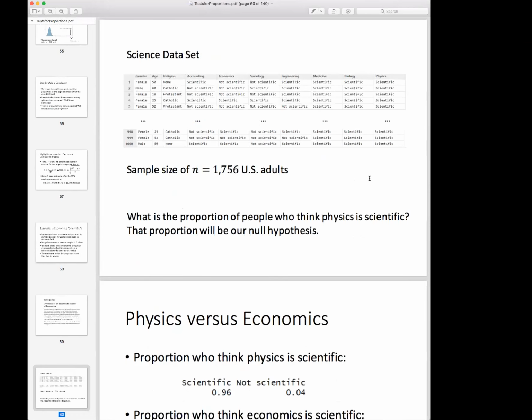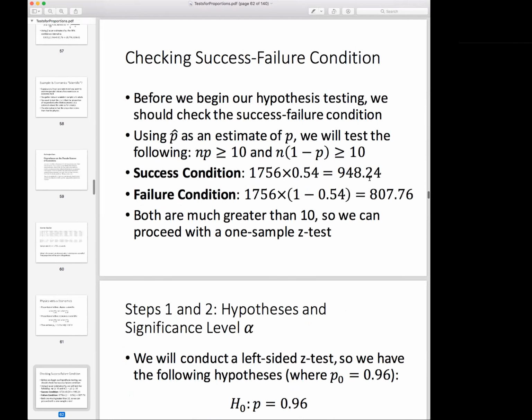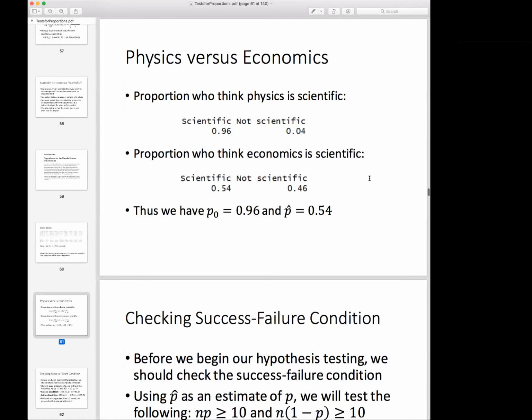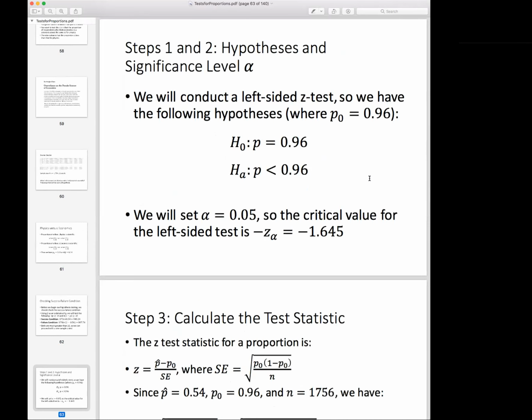Here's another example to test whether people believe economics is scientific or not. We're dealing with a large sample size of 1,756 people. We find that the proportion who think that physics is scientific is 0.96, and the proportion who think economics is scientific is 0.54. We want to know whether the two proportions are the same. It satisfies the success failure condition.